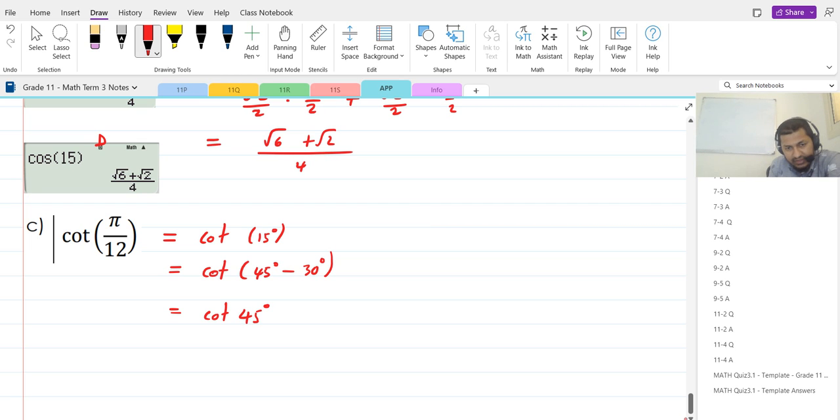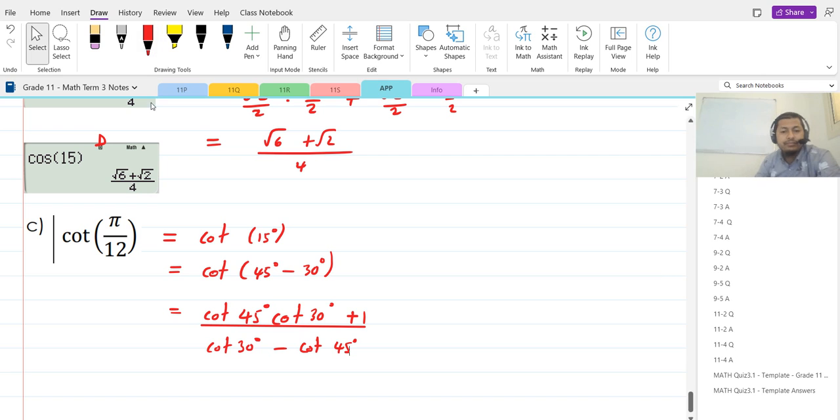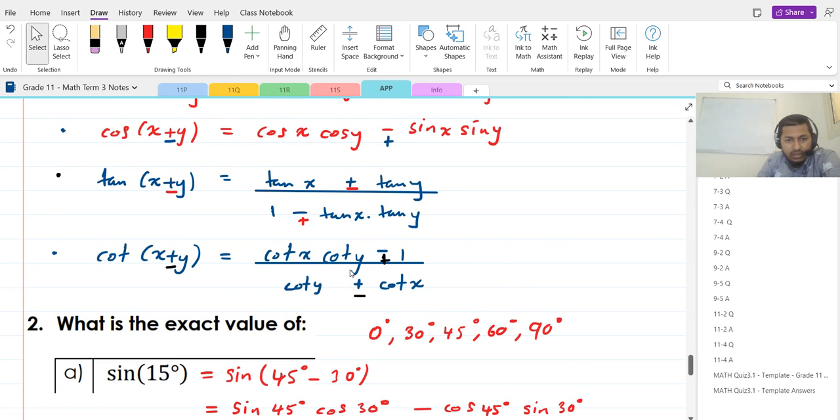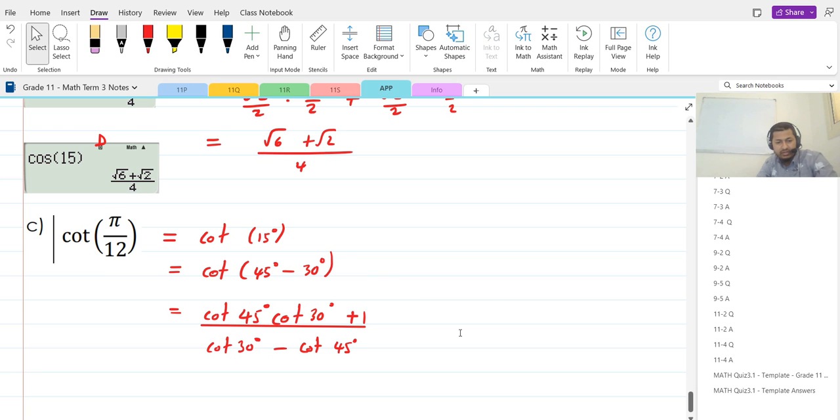Okay, and we said the expansion for cot was cot 45 cot 30 plus 1 divided by cot y minus cot x, which is cot 30 minus cot 45. Now let's see the formula, right? Right, so we have the formula here for cot, right?